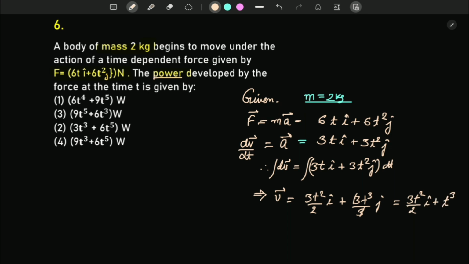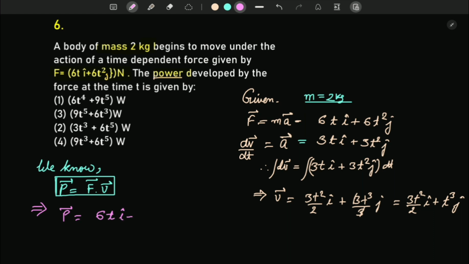Now we need to find the power developed. So we know power is equal to F dot V. This is an important relation and we will make use of this. So power P equals the force vector, given as 6t i cap plus 6t square j cap, dot product with the v vector which we found, 3t square by 2 i cap plus t cube j cap.